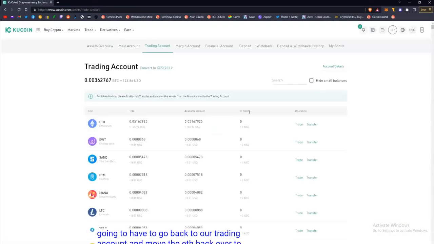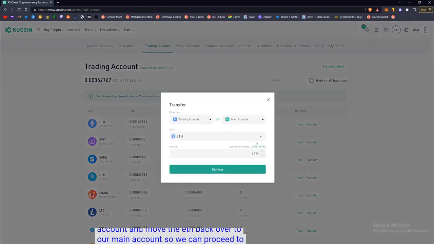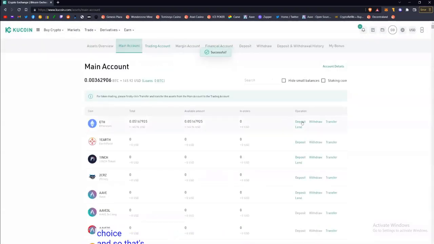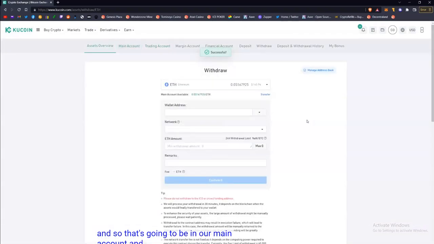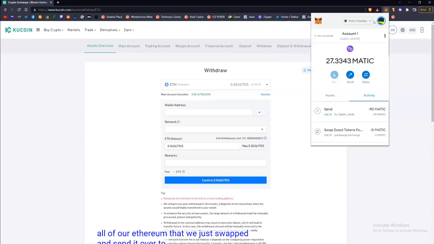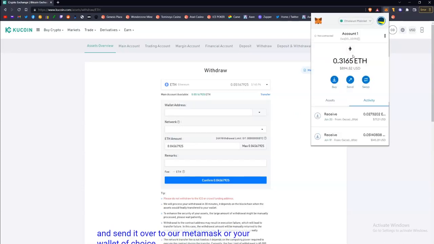After we make our last trade, we're going to have to go back to our trading account and move the ETH back over to our main account so we can proceed to withdraw our funds to our wallet of choice. So that's going to be in our main account, and what we need to do now is withdraw all of our Ethereum that we just swapped and send it over to our MetaMask or your wallet of choice.